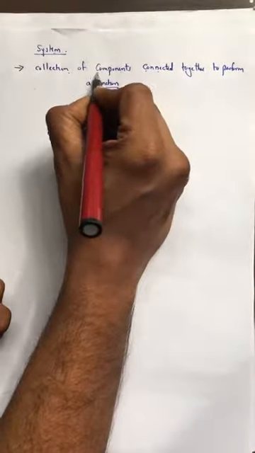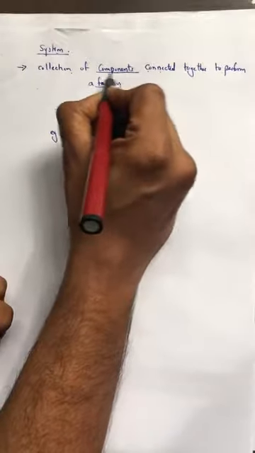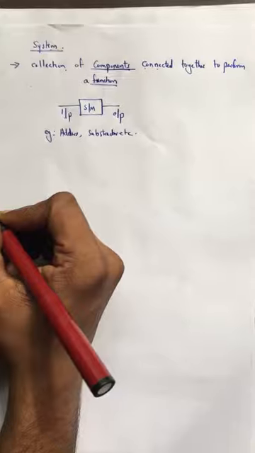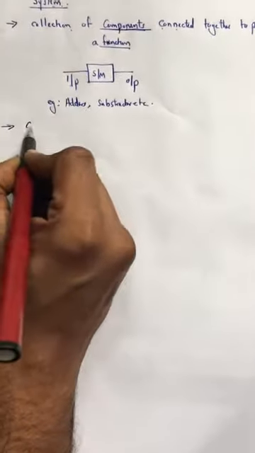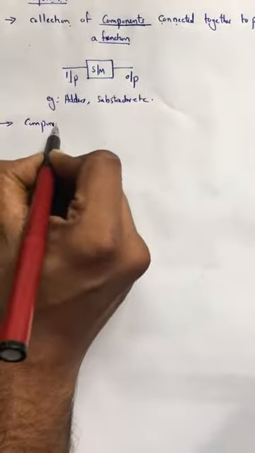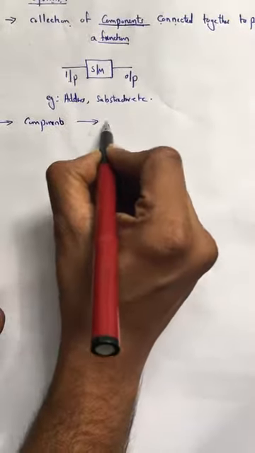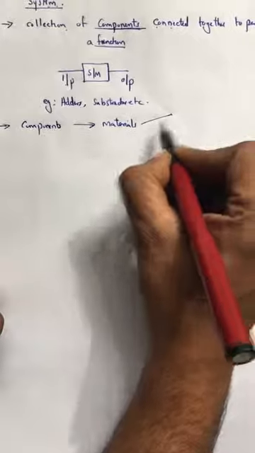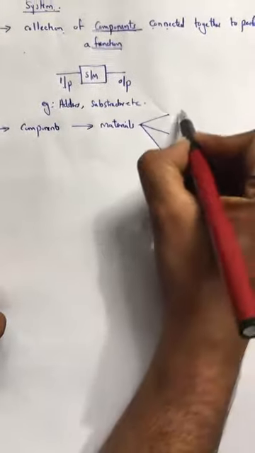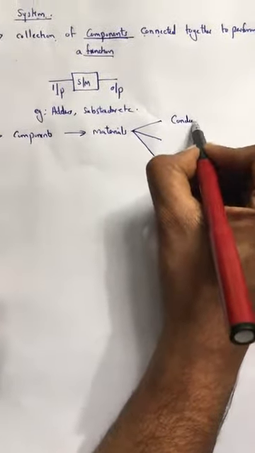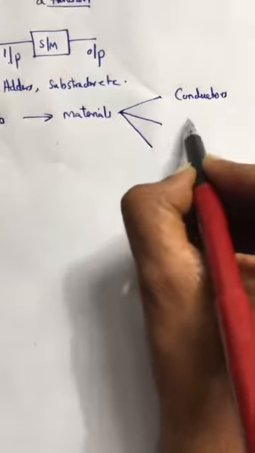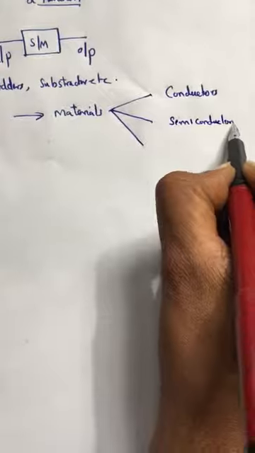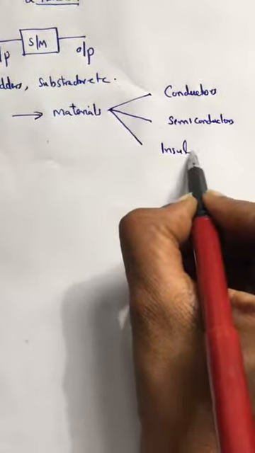So, here we want to concentrate on this term, the components. Without the components, a system cannot be manufactured. The components are made up of materials, and these materials are classified into three. They are conductors, semiconductors, and finally insulators.